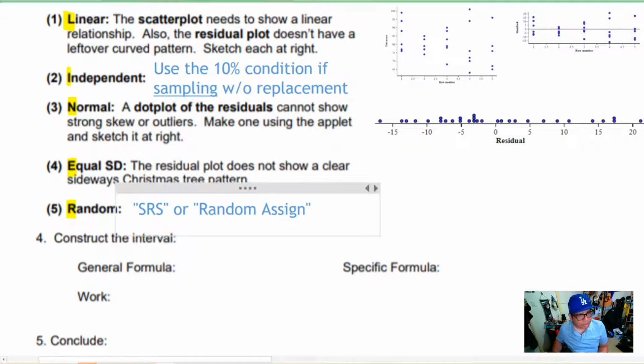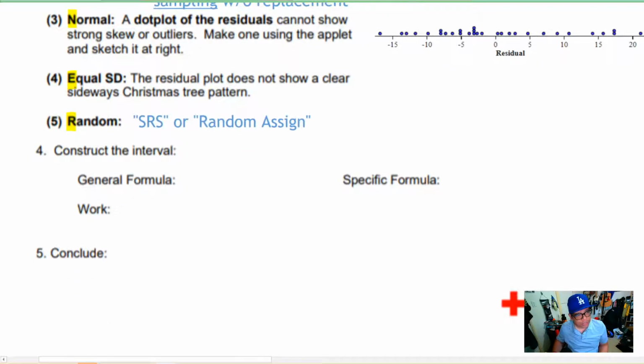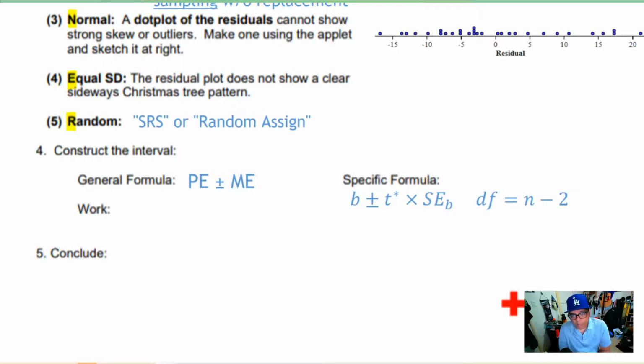So let's construct the interval, the general formula for every interval. Point estimate plus and minus the margin of error. We'll take a look at this specific formula now. Here's our specific formula. We're looking at B plus or minus T star multiplied by SEB.